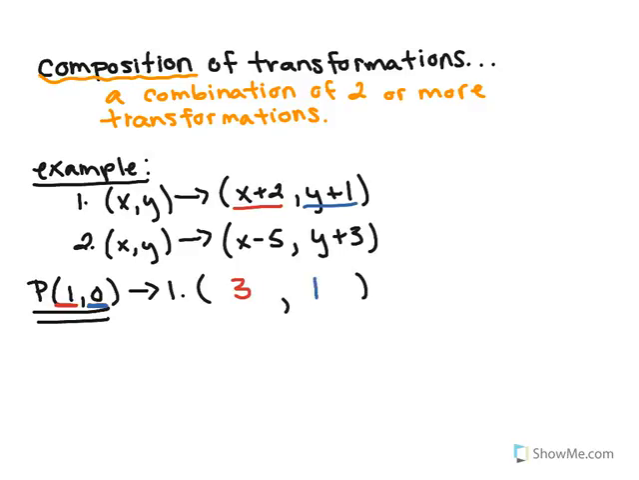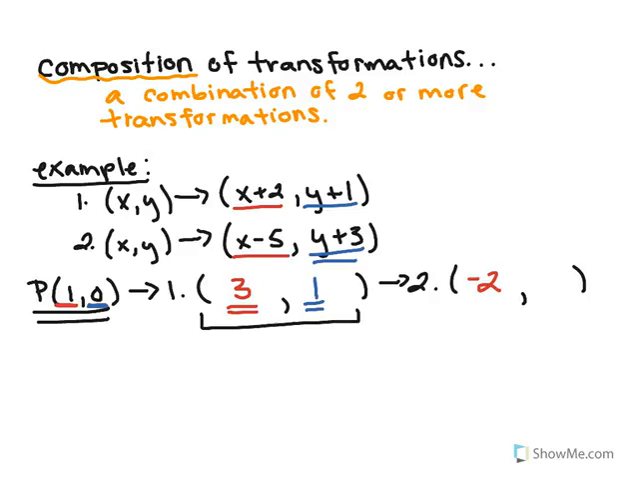So after I do my first translation, I now am going to do my second one. I'm going to open up a new set of parentheses, and this time I'm not going to use my original coordinates. I'm going to use my new pre-image, which was previously the image. So I'm going to use this coordinate here to move on. So this is my new x value, and this is my new x rule. So 3 minus 5 is -2. And then 1 is my y, so y plus 3. 1 plus 3 would give me 4.